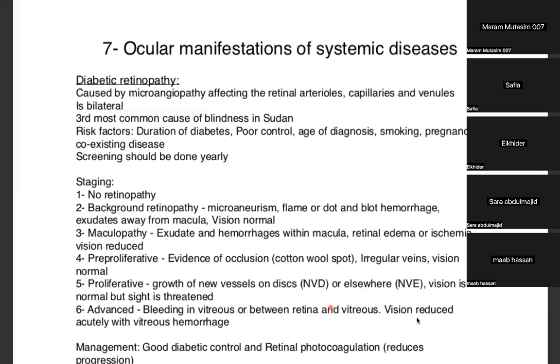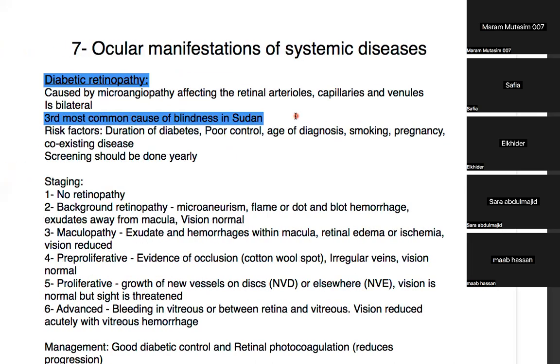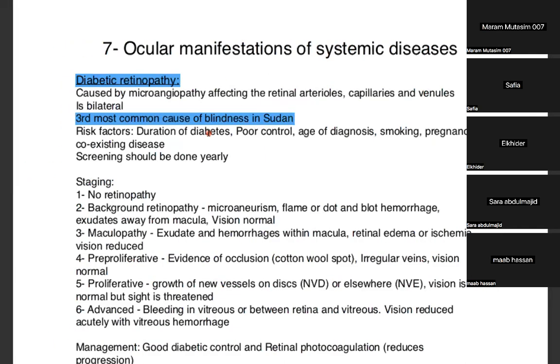Okay. Ocular manifestations of systemic disease. We have diabetic retinopathy. Super important, you guys know this really well, because it's also the third most common cause of blindness in Sudan. So we have a lot of common causes of blindness: diabetic retinopathy, toxic amblyopia, trachoma. These are common causes, and they cause gradual blindness, not sudden.